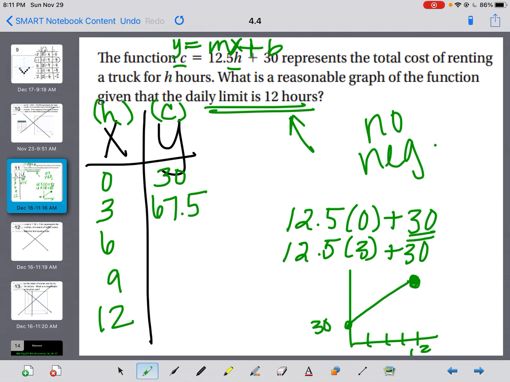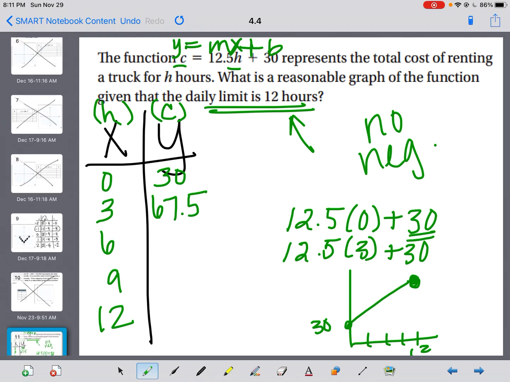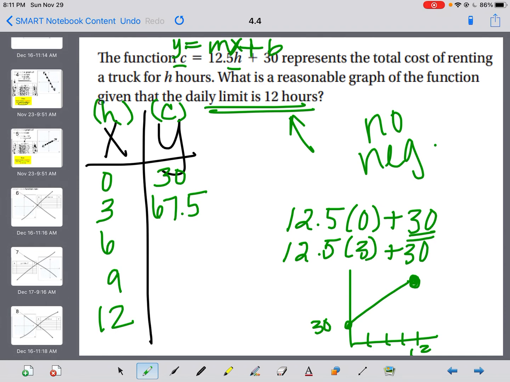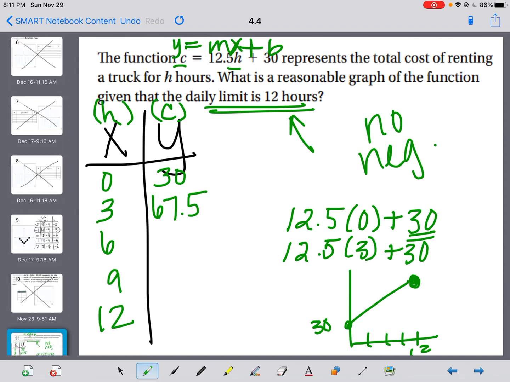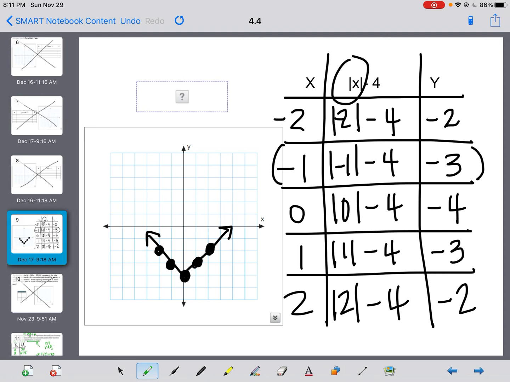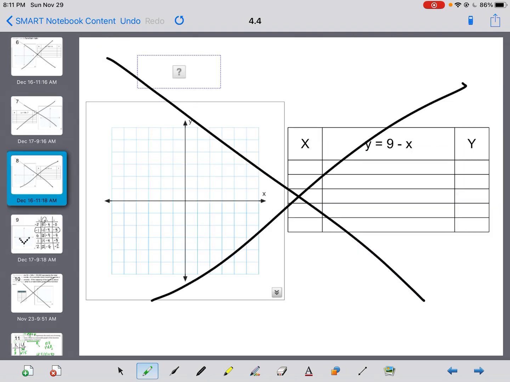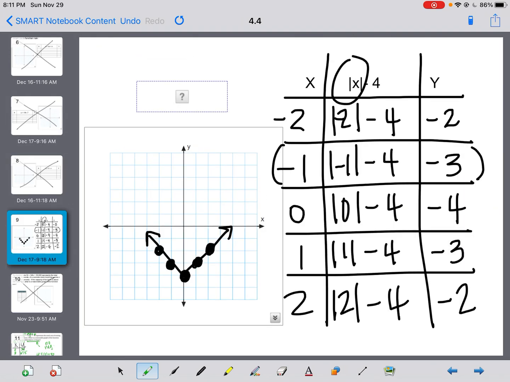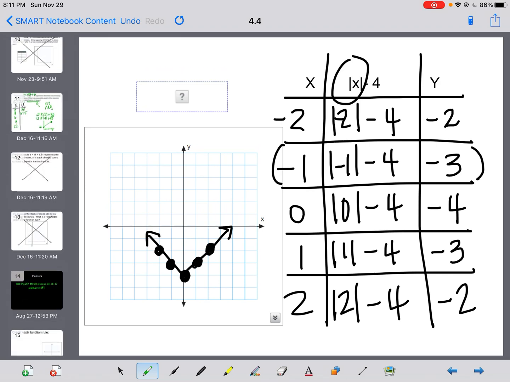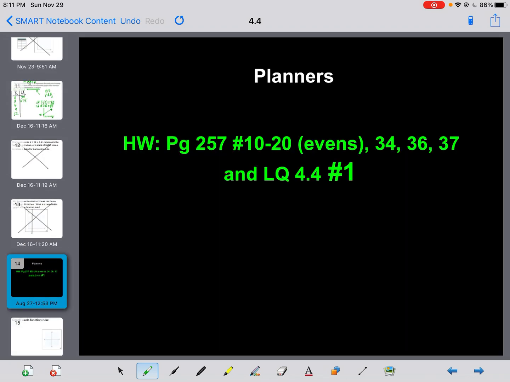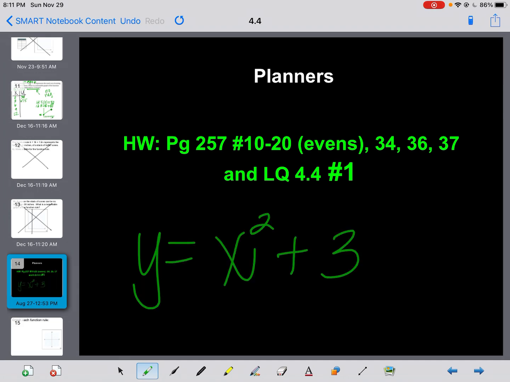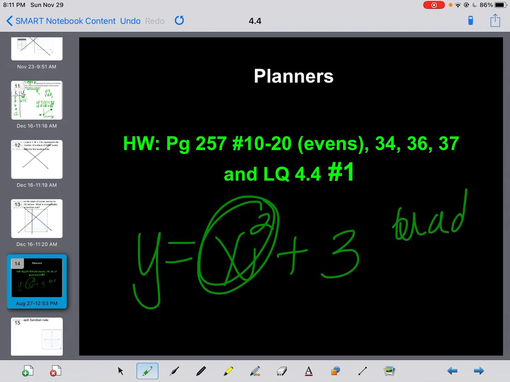Okay, the other thing that I want to talk to you guys about is other possibilities in graphs. We saw straight line graphs and we saw absolute value graphs, but what if we had a graph that involved something like y equals x squared plus 3. Okay, because of this x squared, you know that that's quadratic. And so your graph should look like a U.